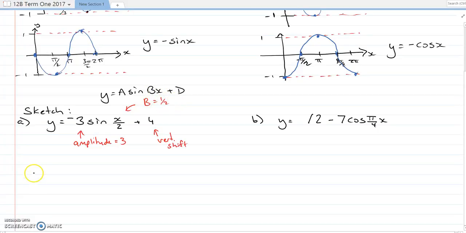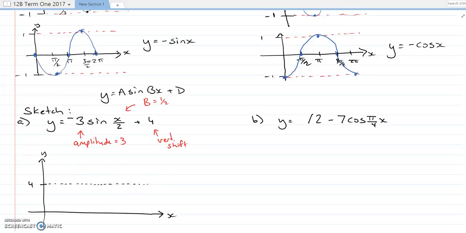So when we're sketching this, vertical shift is the middle of our sine graph. Okay, so we've got xy. So vertical shift is 4. So this is going to be middle. Our sine graph is going to go up and down around this line. The amplitude is 3, so we've got to go 3 down, 3 up. So we've got 1 and 7. So we'll just make dotted lines here. The 1 and 7.